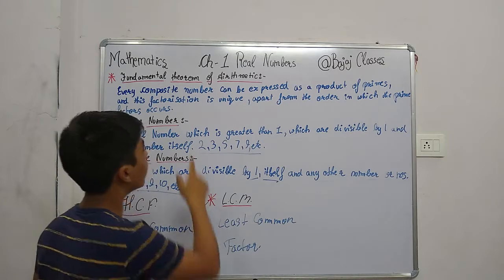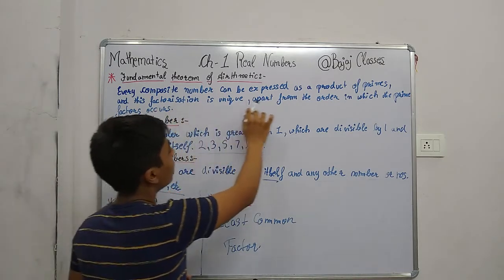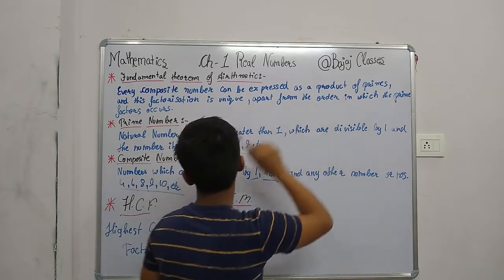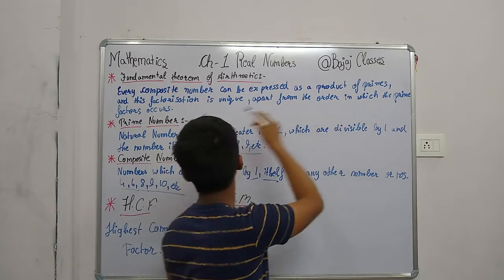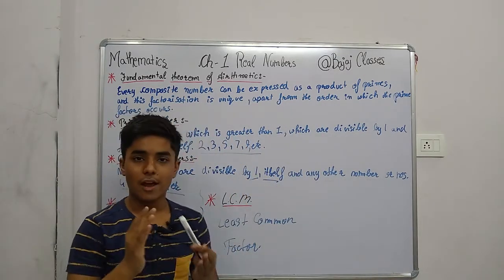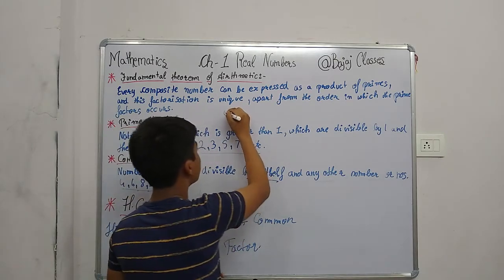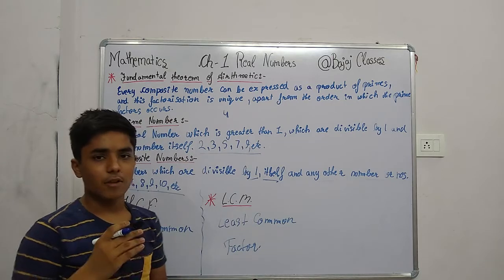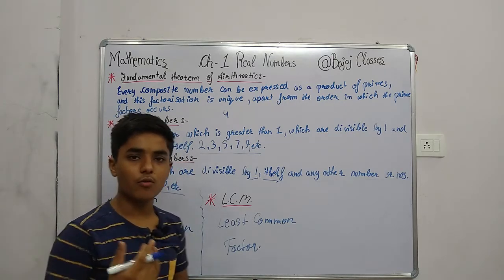Now we will read the fundamental theorem of arithmetic. Every composite number can be expressed as a product of primes, and this factorization is unique apart from the order in which the prime factors occur. So what is it saying? We will take an example of 4. 4 is a composite number. It is divisible by 1, 2 and 4. The factors of 4 are 1, 2 and 4.